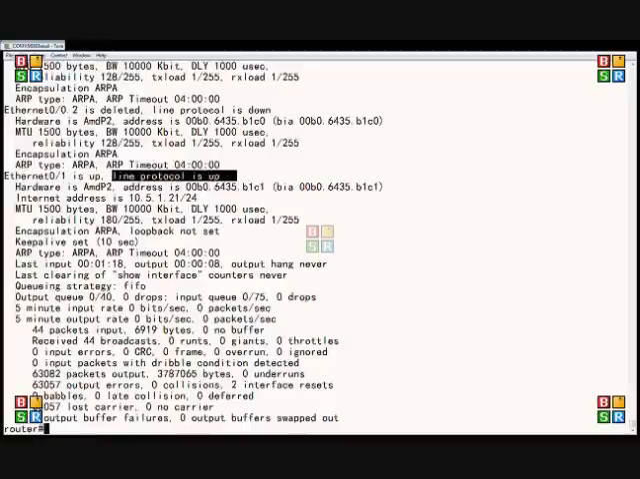So if we see that it's down, this part is down, that means that there's nothing connected to it, or it's the wrong kind of cable. And if we see this is down, then that means TCP/IP is not running properly over the Ethernet. You can also type in a no shutdown command in order to keep that from happening.